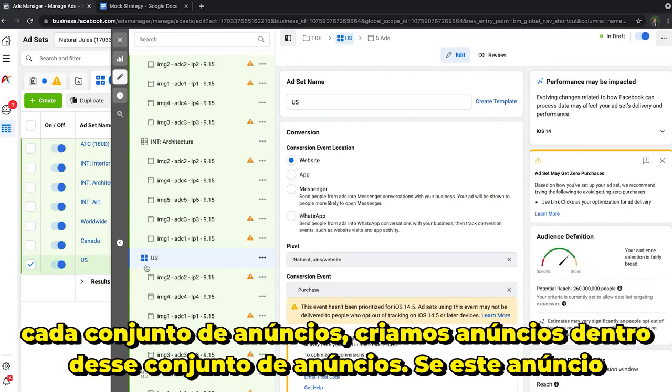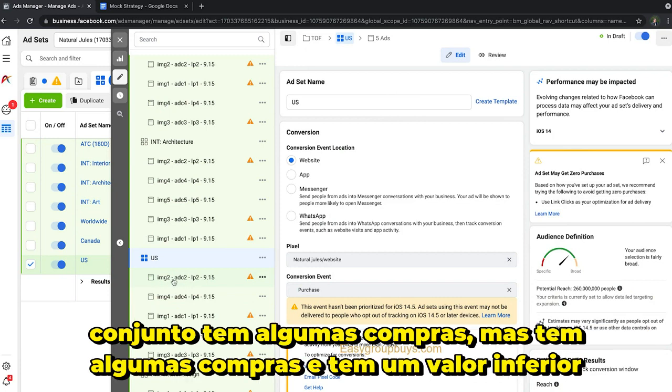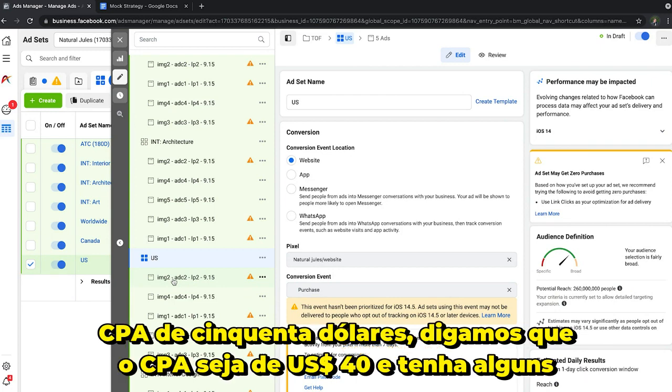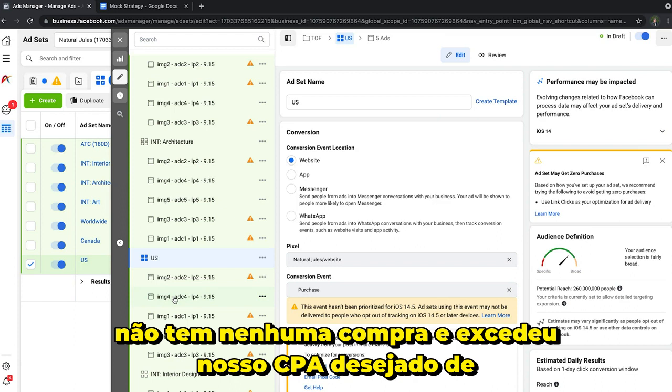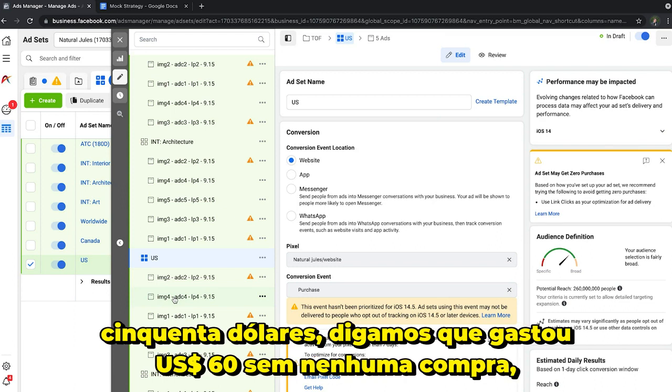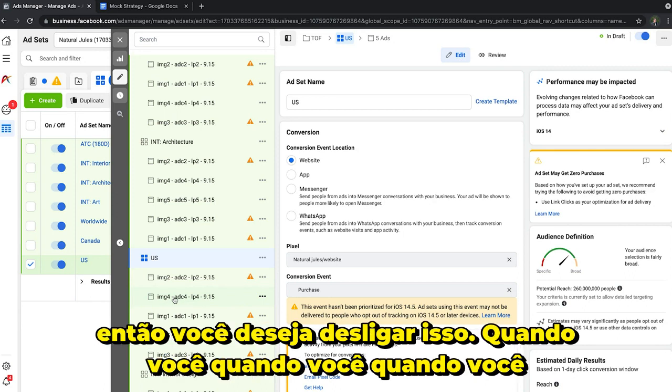So within each ad set, we created 5 ads. If this ad has a few purchases and a lower CPA than our target of $50, let's say the CPA is $40, we want to keep that on. If this ad specifically doesn't have any purchases and it exceeded our target CPA of $50, let's say it spent $60 with no purchase, then you want to turn this off.